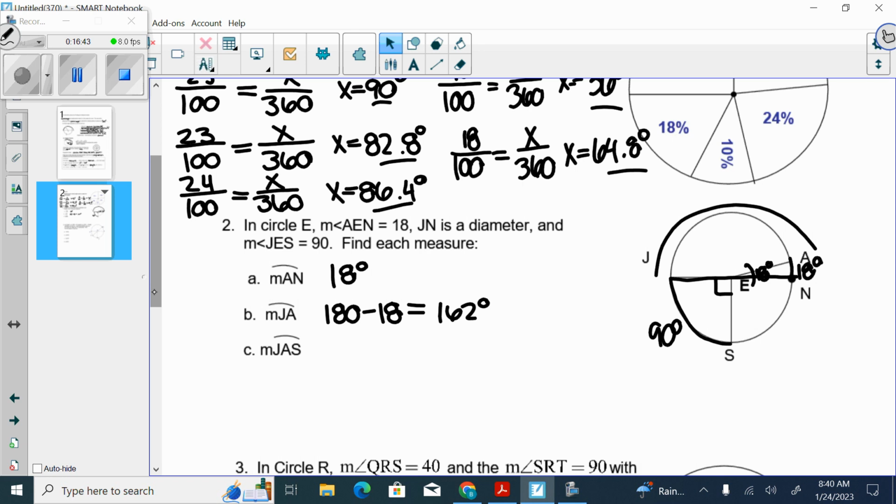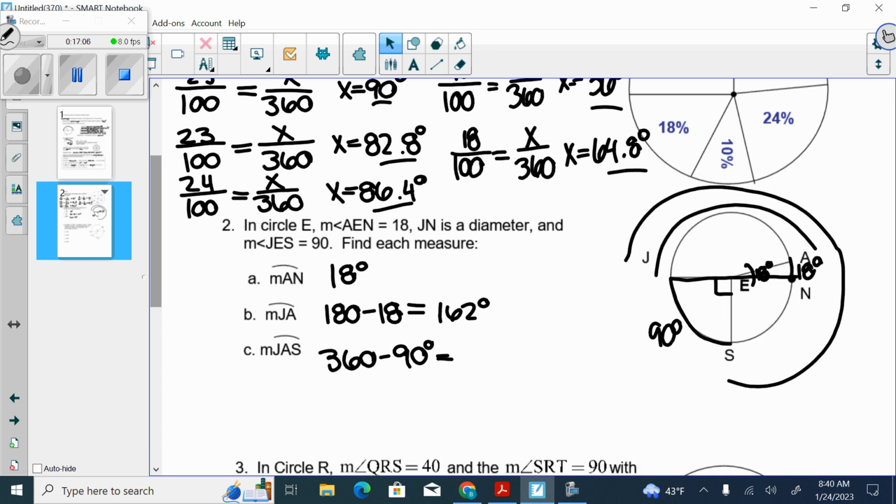All right, and then the last one that they asked for is the measure of arc JAS. Okay, so I go from J to A to S. So what could we do here? 360 minus 90. 360 minus 90, very good. Okay, so 360 minus 90 leaves us with, good. All right.